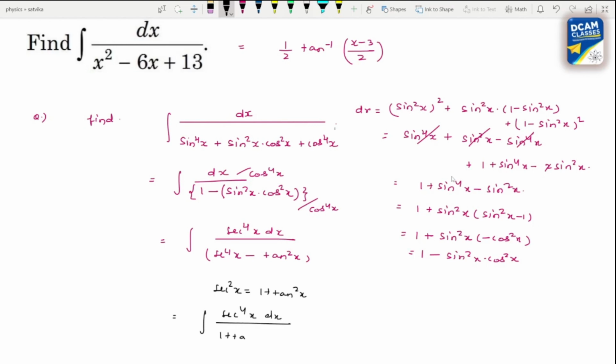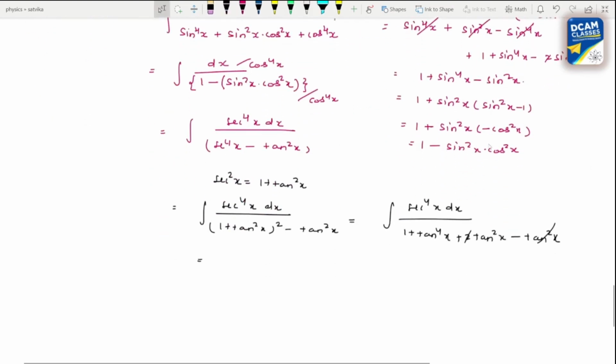In the denominator it will become 1 plus tan square x whole square minus tan square x. Now just expand this. It will become integral secant power 4x dx divided by 1 plus tan power 4x plus 2 tan square x minus tan square x. So they will get cancelled.